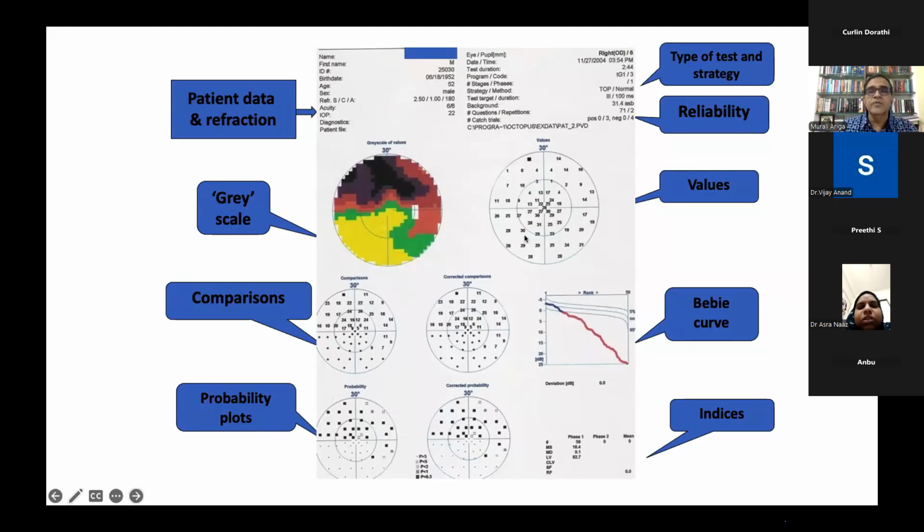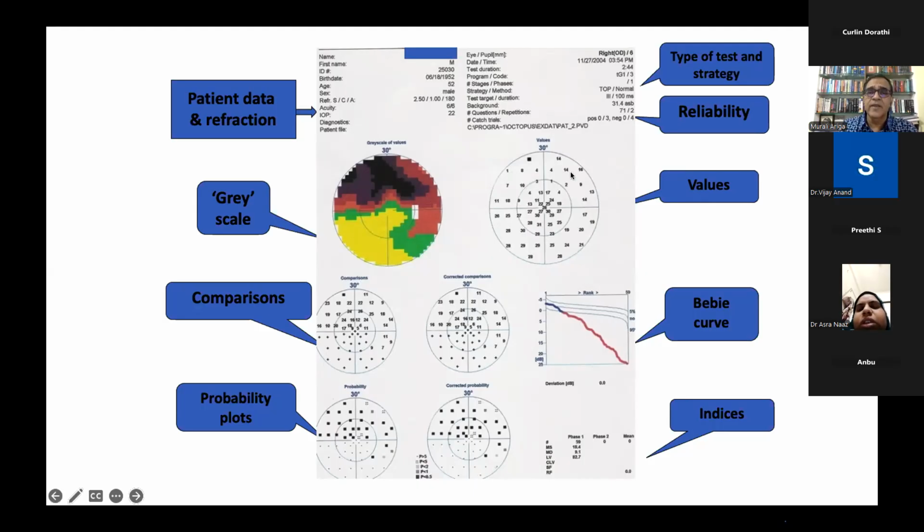In the Octopus, what you will find is that reliability is mainly judged by the false positives and false negatives. There will be no fixation loss mentioned in the printout, because when the patient loses fixation on an Octopus perimeter, the stimulus is not presented. That is why this perimeter is probably more useful in reliability, because once the patient looks away, there is no fixation loss monitored, as the stimulus is not presented at all. That is why this is a slightly superior perimeter in terms of getting a better outcome for the visual field.